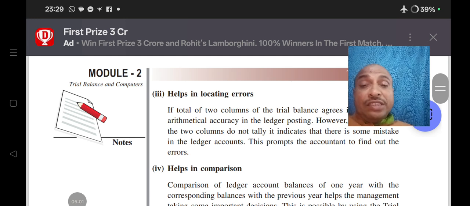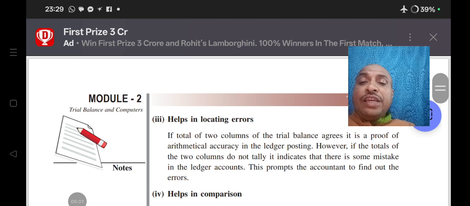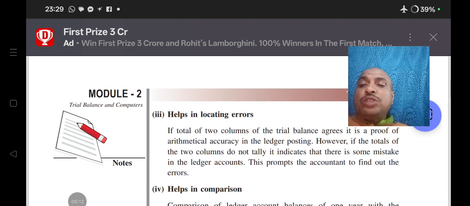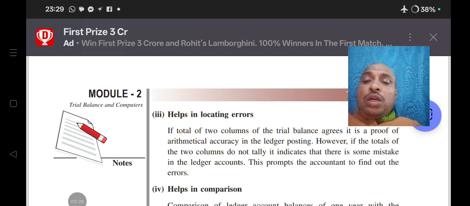Help in locating errors. Yes, trial balance also helps us to locate errors. If the totals of the two columns of the trial balance agree, it is a proof of arithmetical accuracy in the ledger posting. However, if the totals of the two columns do not tally, it indicates that there is some mistake in the ledger accounts, and there is a topic called rectification of errors. Through this process, those errors are traced out. All these works are done by expert accountants called chartered accountants or cost accountants in manufacturing concerns. They trace out all the errors, and then correcting or rectifying entries are passed.